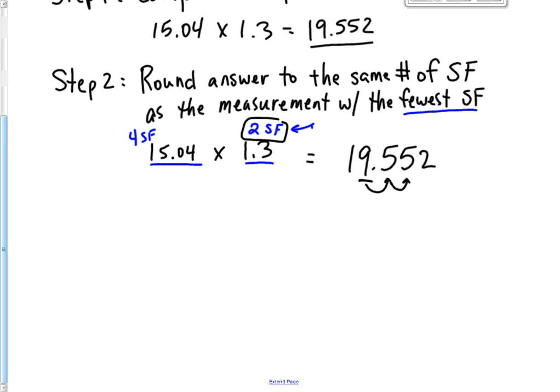Okay? So 19.55 becomes 20 with a decimal because we need 2 significant figures. Okay? That's why we use the decimal. If we had just put 20 in there, we'd count from the right to the left and we'd skip out on that 0 and just count the 2. But because we put that decimal place there, that makes that 0 significant. Okay? Let's do another example.